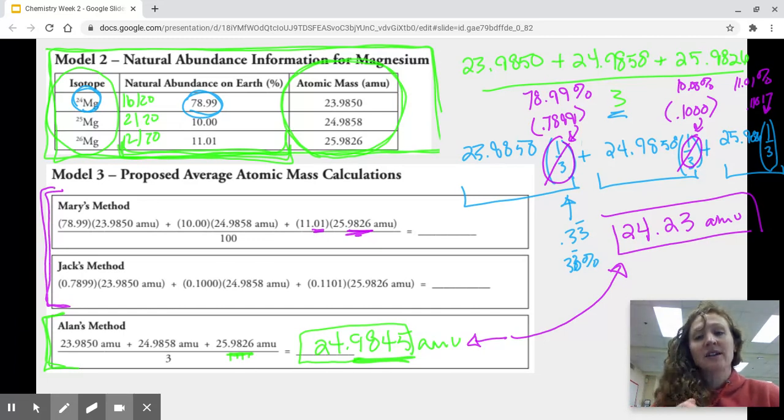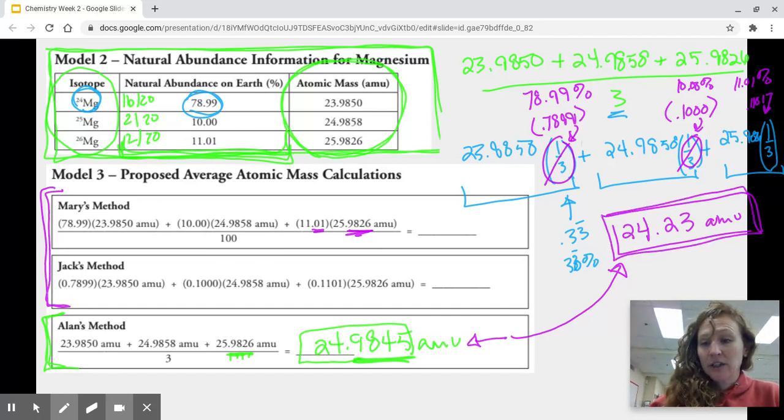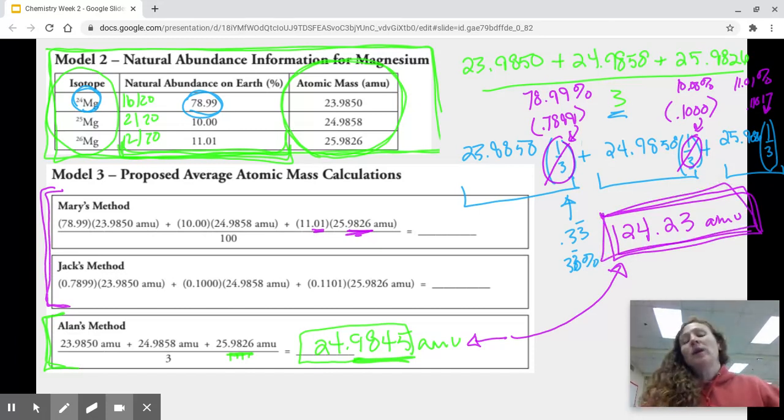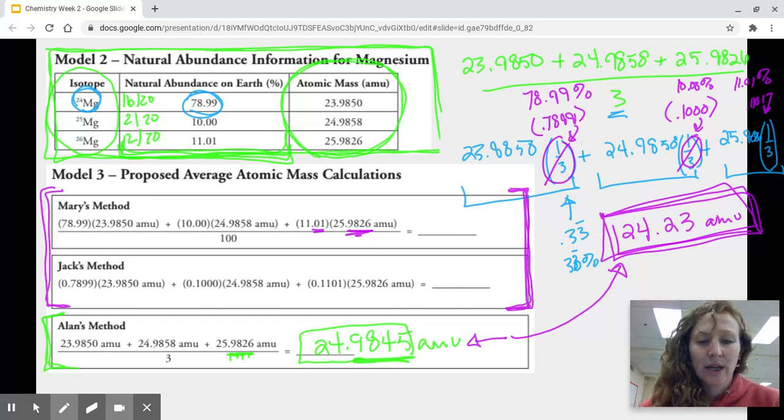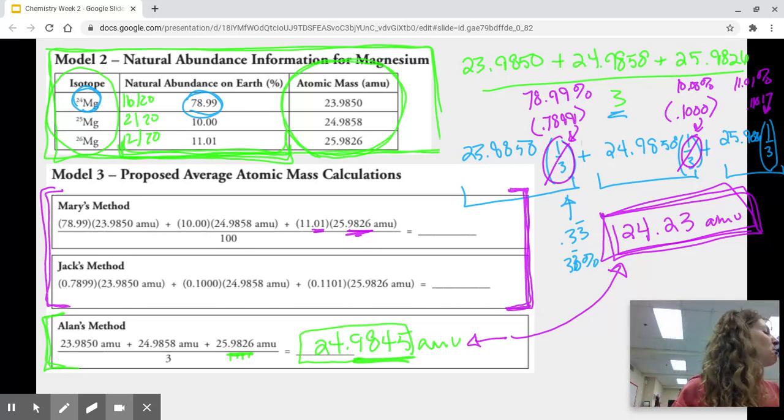Now notice all of our decimals still add up to one whole thing. And that's very important in order to actually have an average. Okay, so with that in mind, that is what a weighted average is. I want to take a minute and look at Mary's method and Jack's method. Both Mary and Jack have done a weighted average. What's the difference in how they did their weighted average? So go ahead, take a minute, pause the video, and see if you can figure out a difference between Mary and Jack's method.